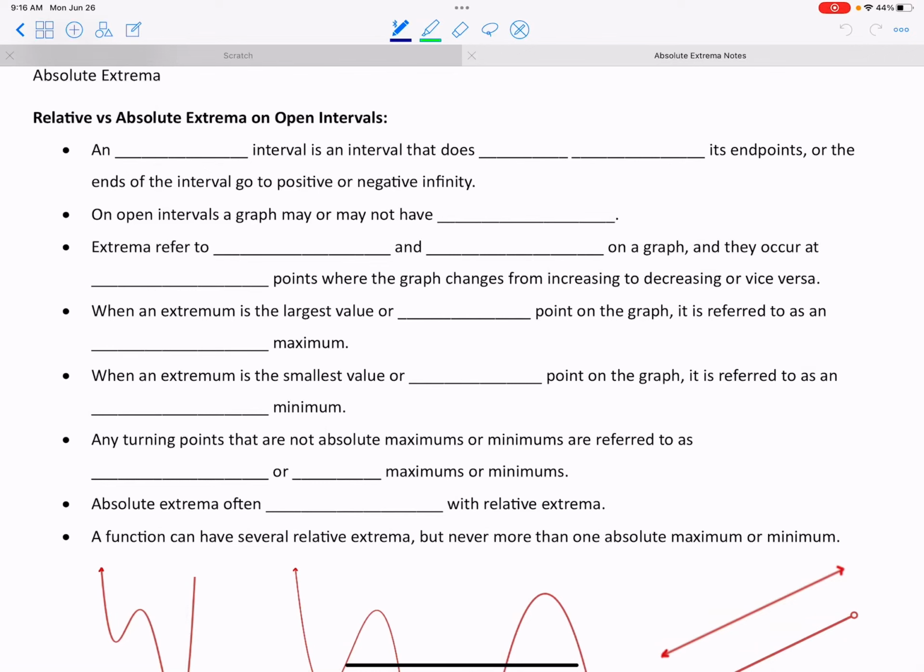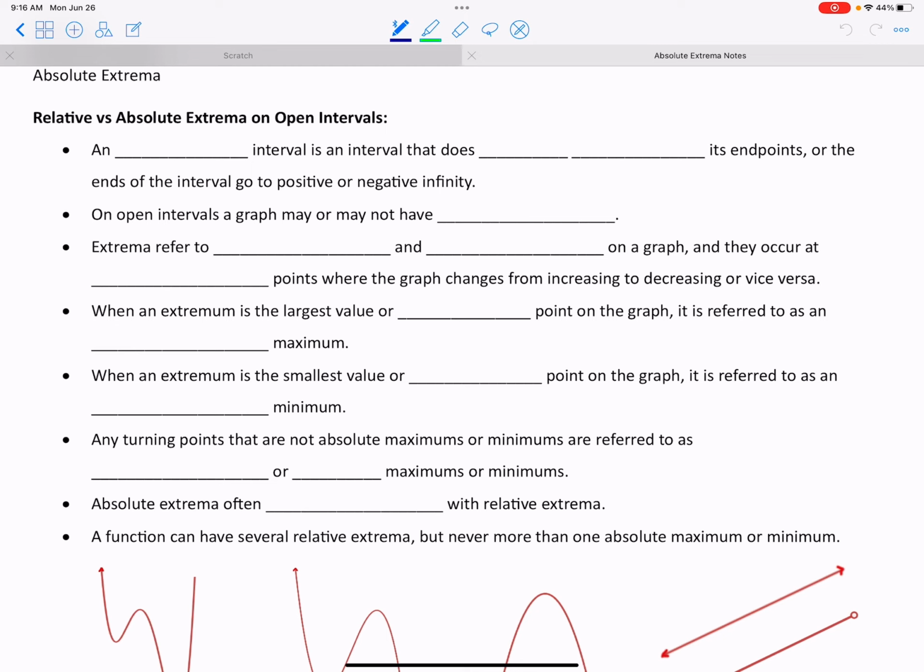Hello and welcome to our lesson on absolute extrema. We have talked about relative extrema, so now we're going to do a comparison between those and the absolute, which means we're also going to have to talk about a distinction between open intervals and closed intervals. So let's try to make some connections to our previous learning and then build.